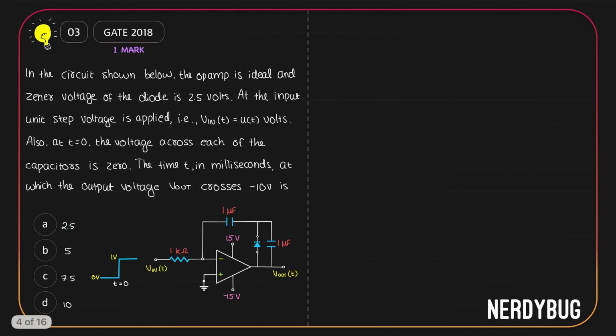Let us see the next problem. In the given circuit, the OpAmp is ideal and the zener voltage of the diode is 2.5 volts. At the input, unit step voltage is applied. That is, V in as a function of time is just U of t. Also, at t equal to 0, the voltage across each of the capacitors is 0. What we have to find out is the time t in milliseconds at which the output voltage V out crosses minus 10 volt.